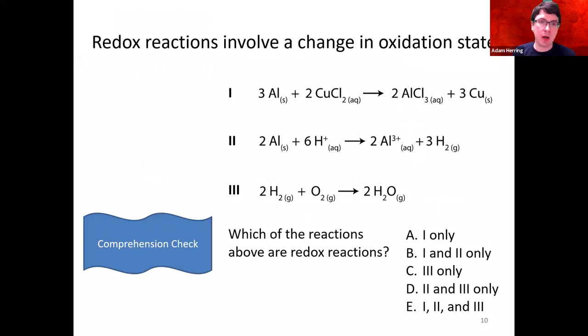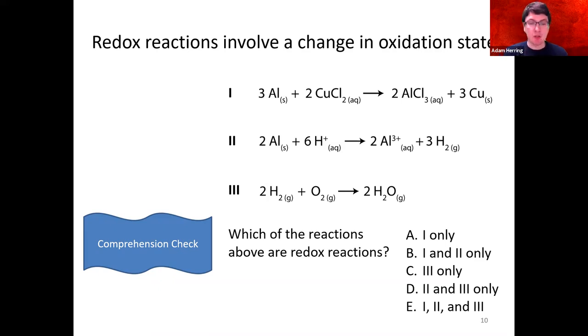All right, here's a problem that I would like for you to try. As I've just mentioned already, we can identify redox reactions when there's a change in oxidation state. So for each of these 3 reactions, you need to identify the oxidation numbers or oxidation states of each element and identify if they are changing. So do that and then answer the question: which of the above reactions are redox reactions? Pause the video and try this on your own.